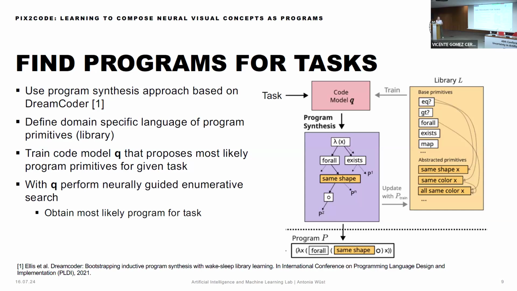And in the training process, as I said, the code model and the library bootstrap each other. So with the programs that are found here, we can update the library, which also gives a prior over the program primitives. And with the library, we can sample programs and input-output tasks to train the code model.